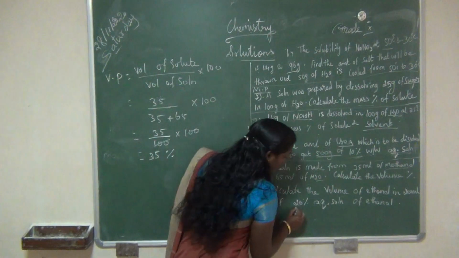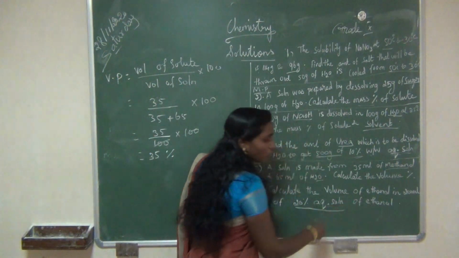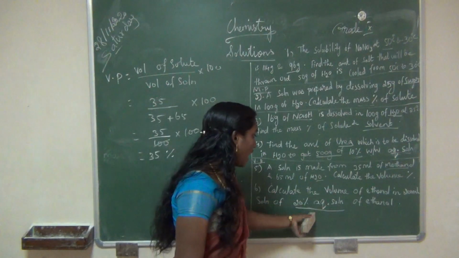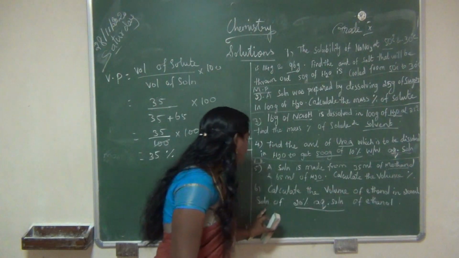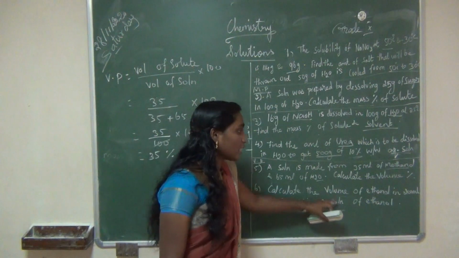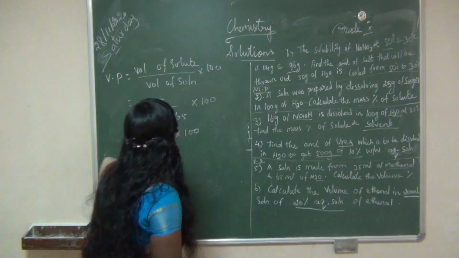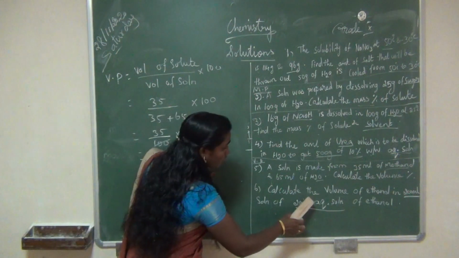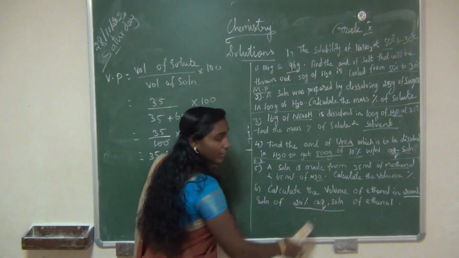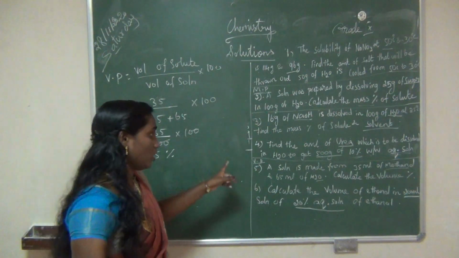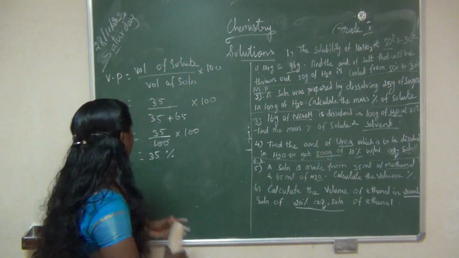See this question, 20% aqueous solution. So the solution value they have directly given: 200 ml of solution. So solution value is 200. Okay. So here also we are going to find out the volume of ethanol. Like we found the mass of urea, like that only, here we are going to find out the volume of ethanol.